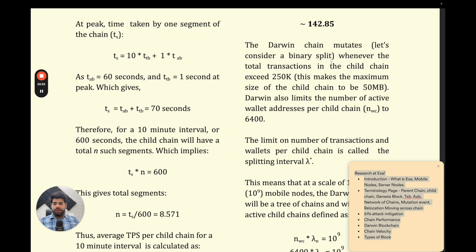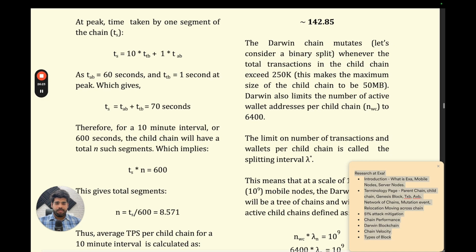Now let's talk about the performance of the entire network. When the Darwin chain is mutating, it can mutate anywhere between 2 to 8 child chains. From one parent chain, there could be 8 child chains in the future. But for the sake of simplicity of calculations, let's say that the Darwin chain is splitting evenly, and the split is binary all throughout the chain.